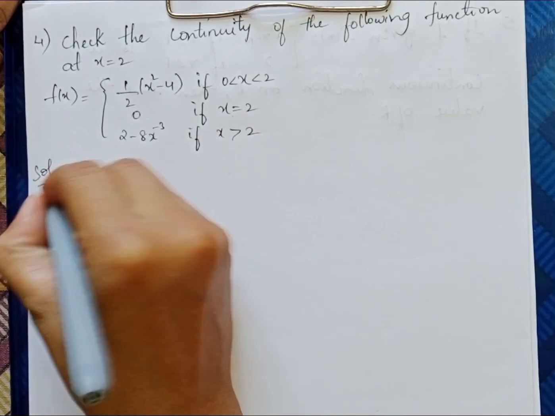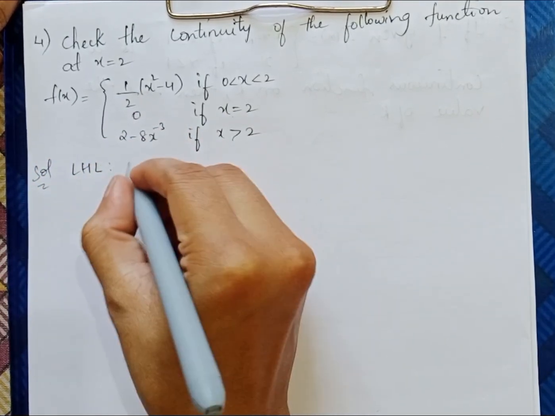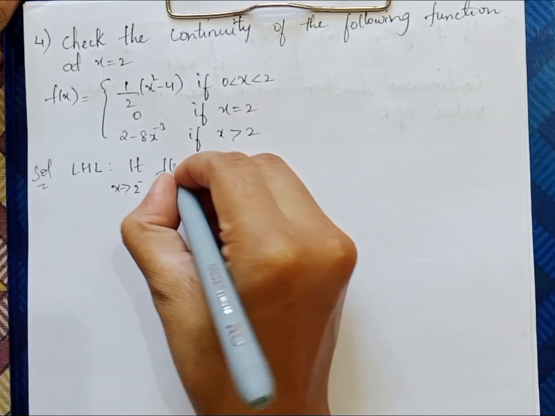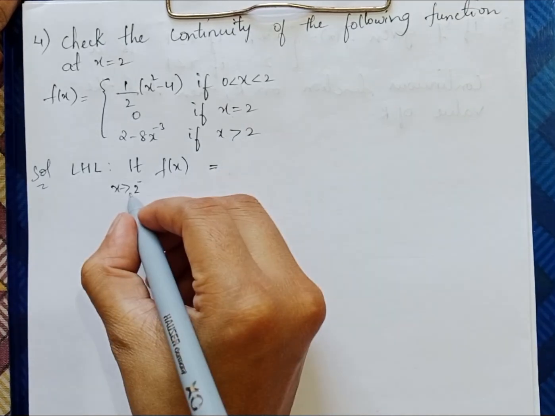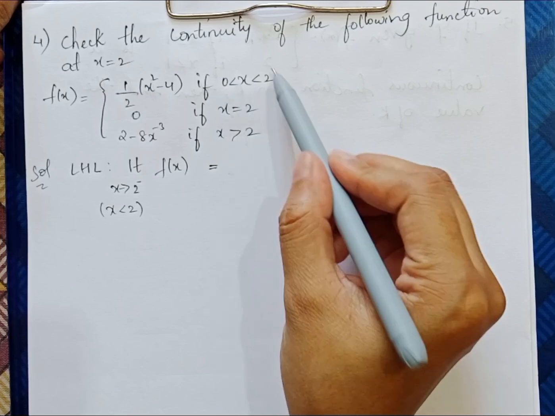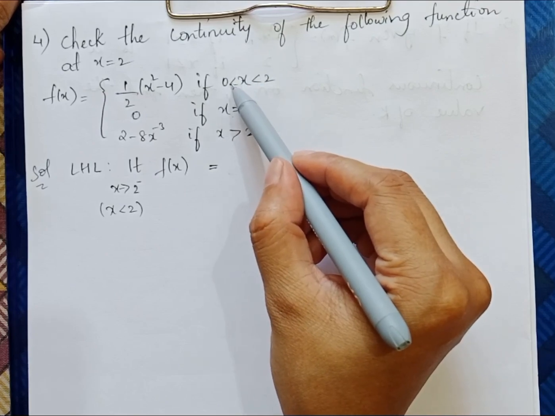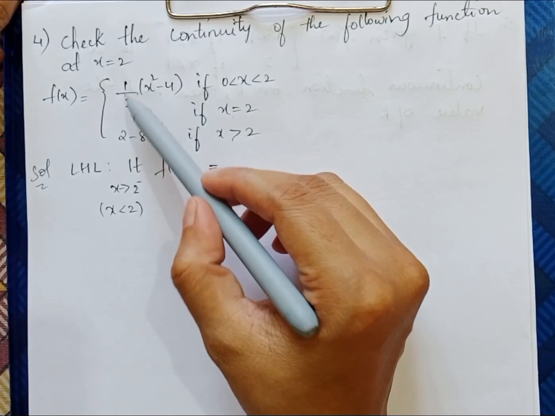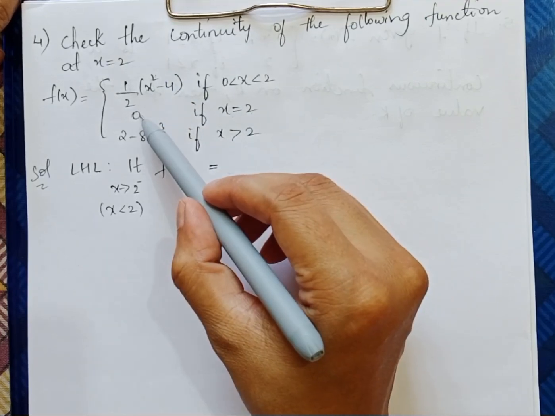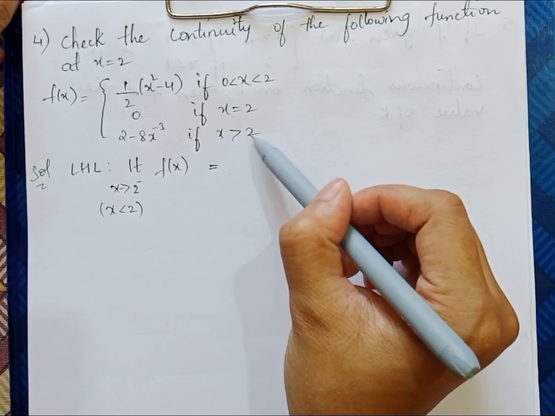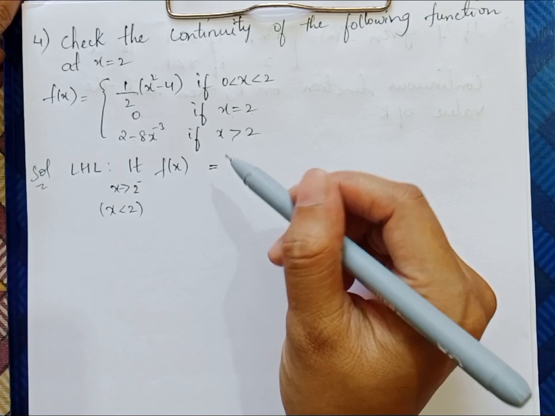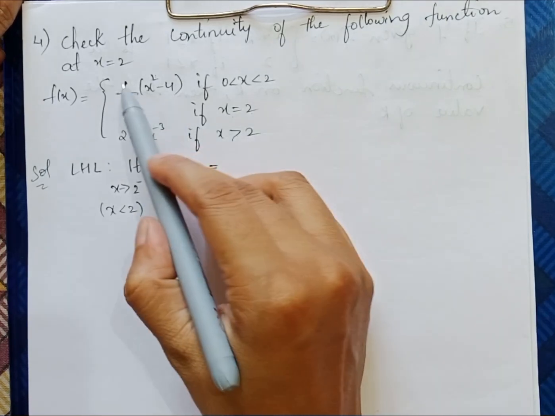So solution, left hand limit will be limit x tends to 2 negative, in the sense x is less than 2, right? So here the first condition is x is greater than 0 and less than 2. The function will be 1 by 2 into x square minus 4. When x is equal to 2, the function is equal to 0, and when x is greater than 2, the function is 2 minus 8 x power minus 3. So here it is the less than condition, so the function is this.